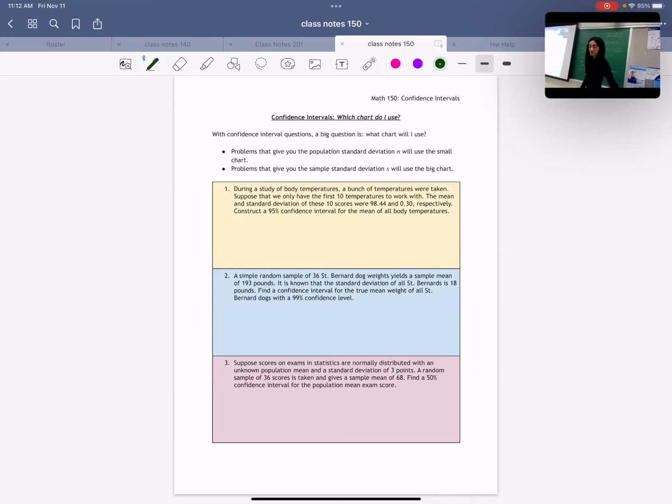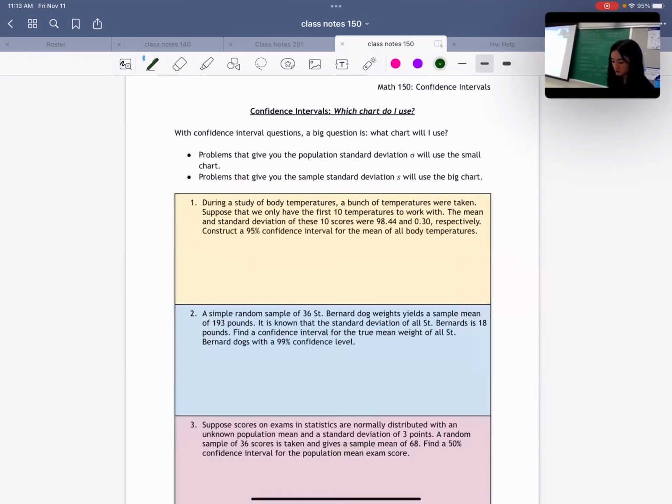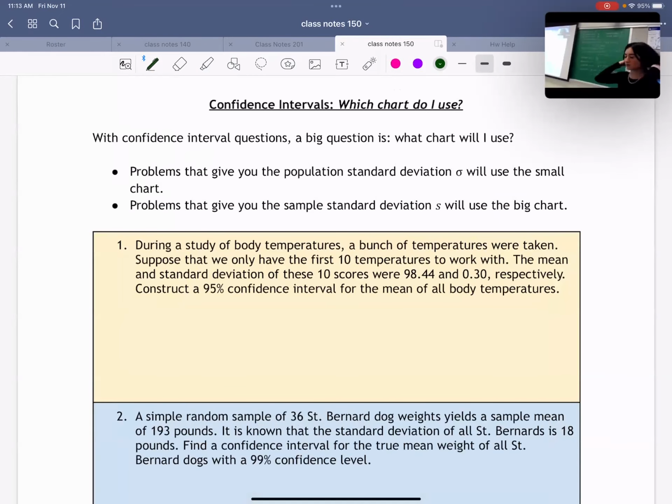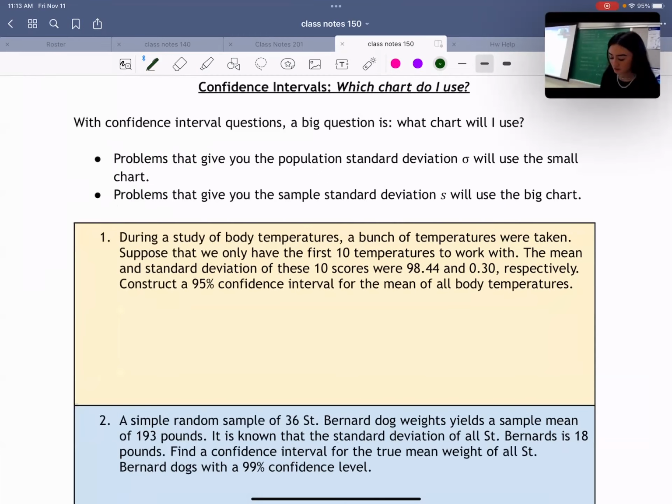Okay. Now, sometimes I won't exactly tell you which standard deviation it is. You kind of have to infer it from what the question's saying, which is why I'm going to do this activity with you, so we all kind of know what chart to use, okay? I'm going to do number 1 with you, and then I'm going to have you figure out the other ones on your own. Let's do this.